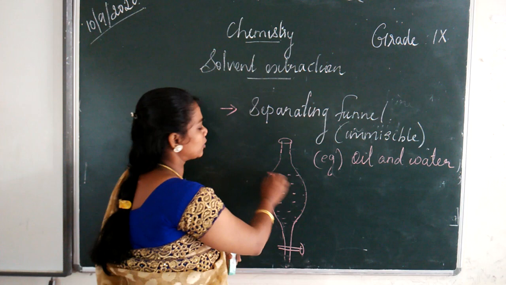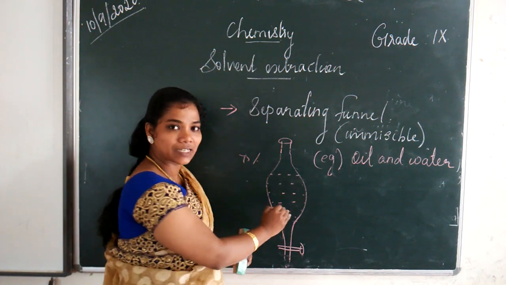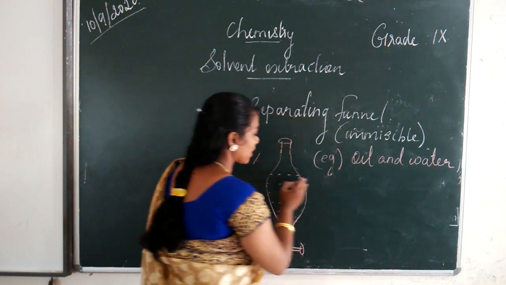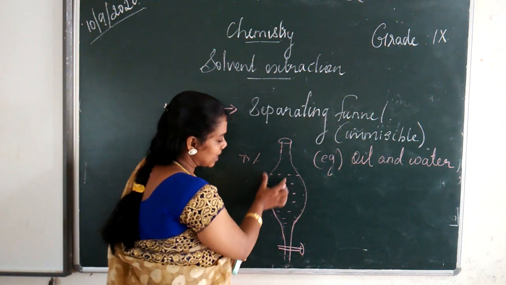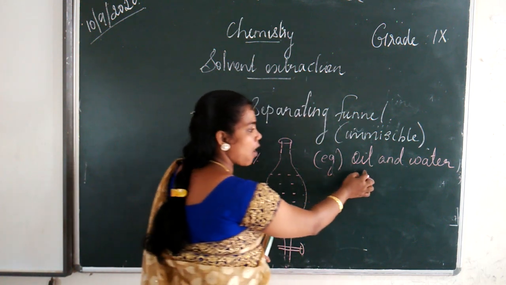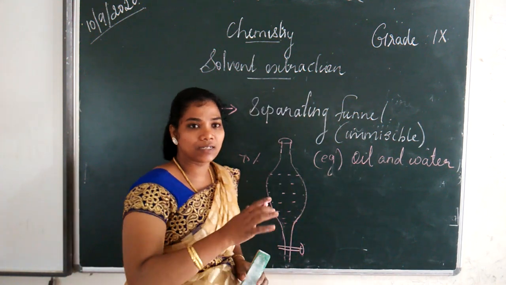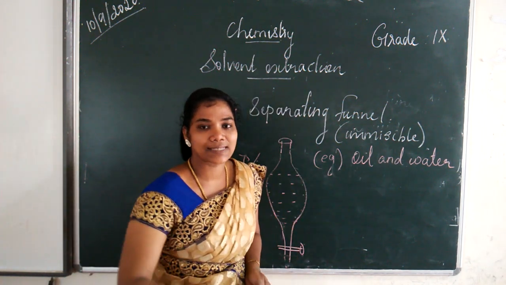About 75% of this apparatus was filled with the sample. What sample have we taken? Oil and water. About 75% of this bulged portion was filled with what? Oil and water. Okay, and take it in an inverted position. What is the slanting position?